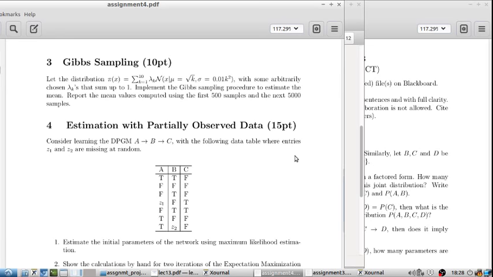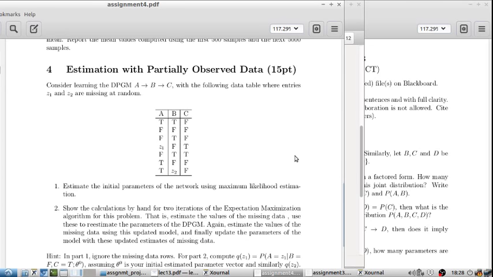Okay. So let's get to the fourth question. Consider this DPGM which has three random variables, and these are the entries. This is the type of thing that you would see in an Excel sheet. Somebody gives you an Excel sheet and asks you to do some data analysis. You will not see true false only, but a bunch of categorical variables, and sometimes things are missing. This is the metadata information that maybe A leads to B, B leads to C. This is directionality, some additional data.